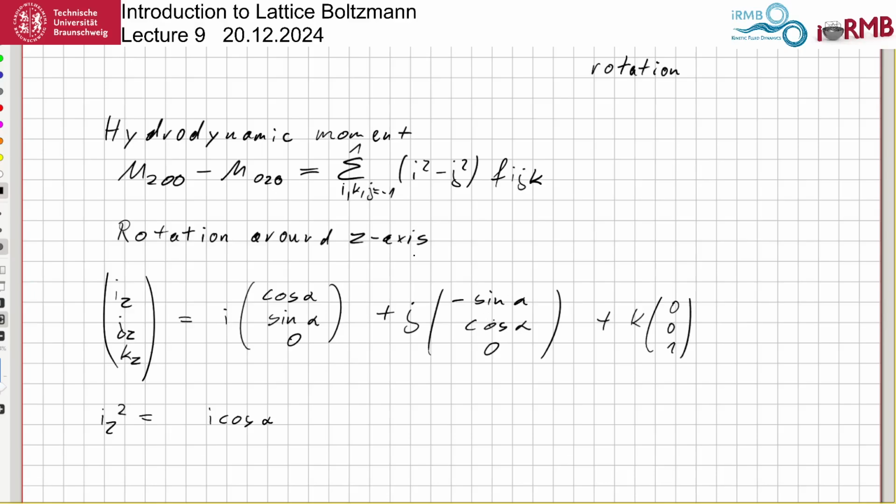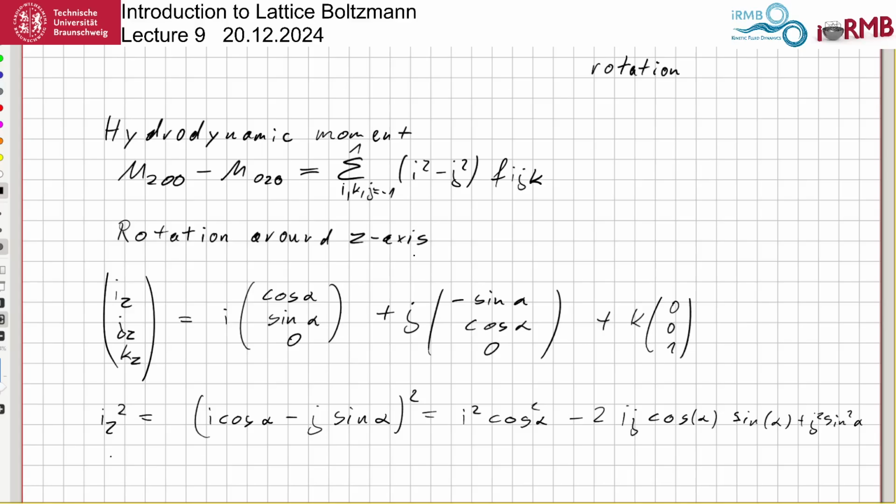So here's a minus j sine alpha, and there's a 0, so nothing else. So we get this square, and what we have to do is expand it. So we have i squared cosine squared alpha minus 2ij cosine alpha sine alpha plus j squared sine squared alpha.